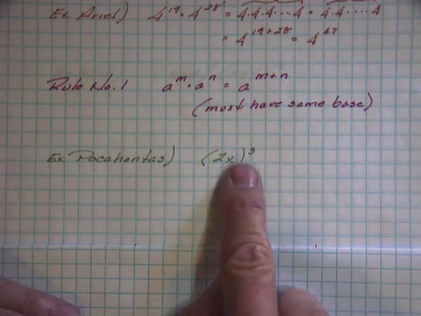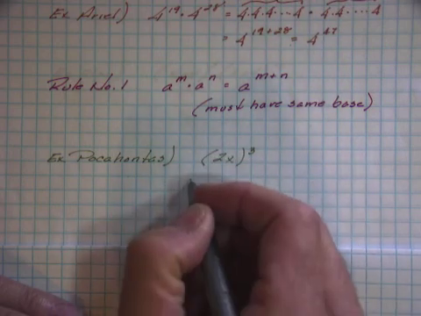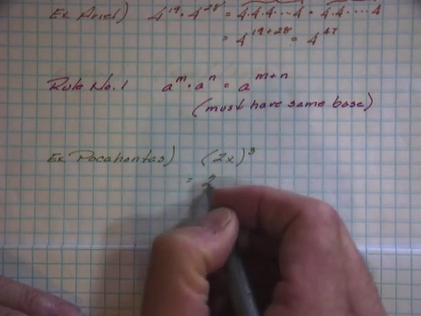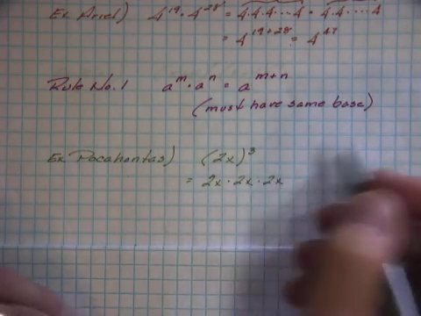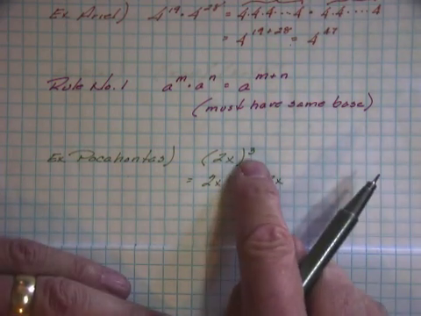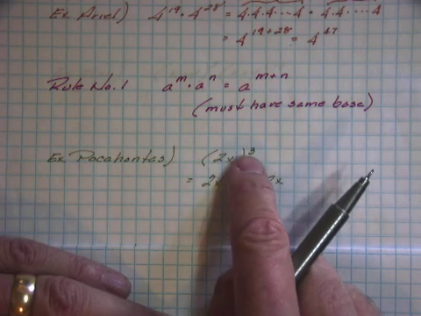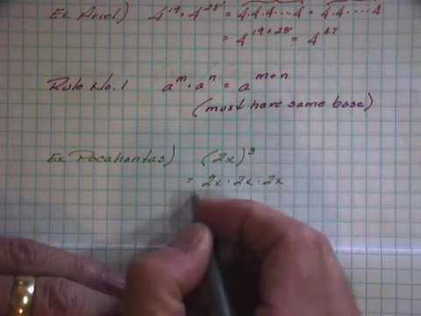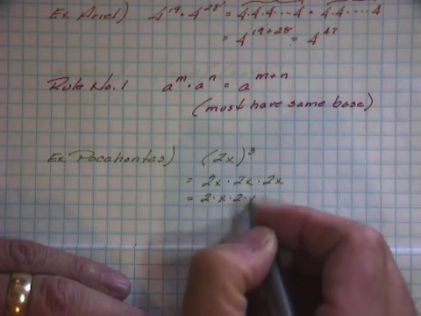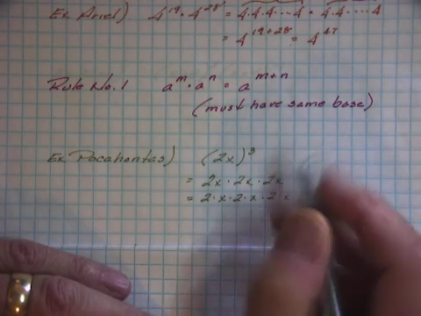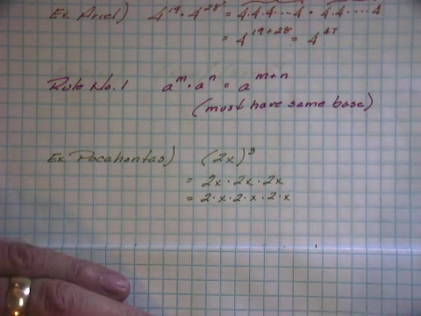So we have example number 2. This is 2x in parentheses to the third power. Well, one way to look at this is to say that would be 2x times 2x times 2x, right? That's what 2x to the third means, because the 2 and the x are in parentheses and the 3 is outside. We can break that up even more and say, isn't that just 2 times x times 2 times x times 2 times x?